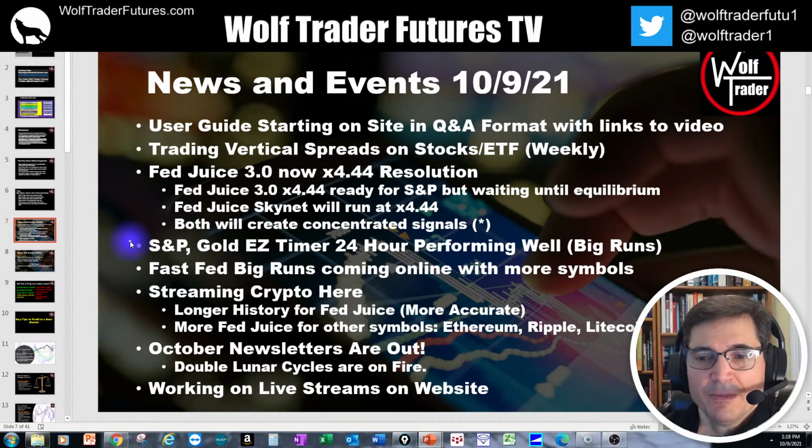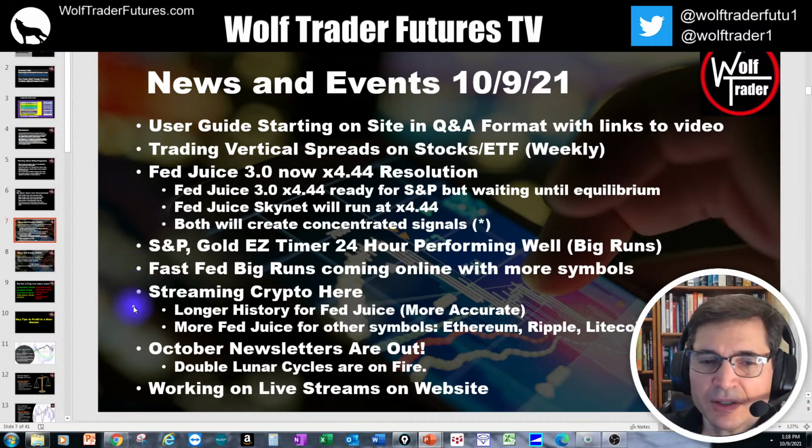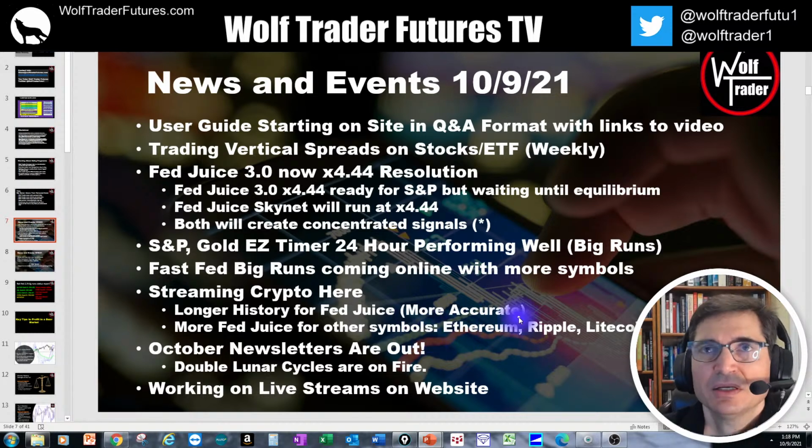They're on the move. With the big runs, more and more symbols are coming online. We have a few online now, and there's more coming. I think this system, the big runs, has the most potential. We'll let these trades unfold. We are in a chaotic time right now, but I think this has the most potential. We'll see. Streaming crypto is here. I'll be adding probably Ethereum next, but that's something that's going to be a big deal for us too.